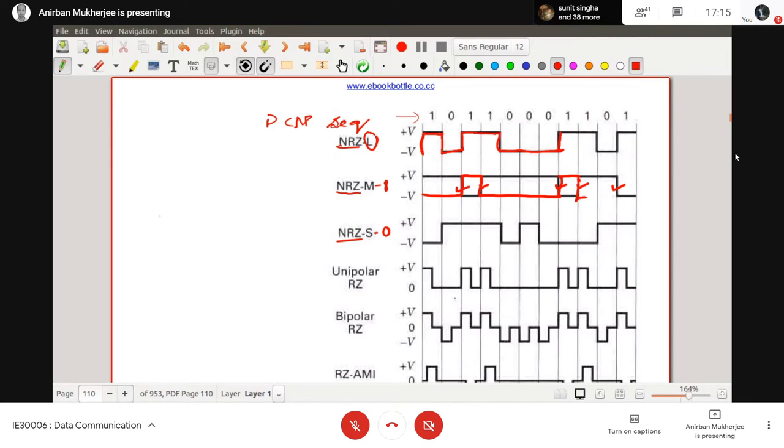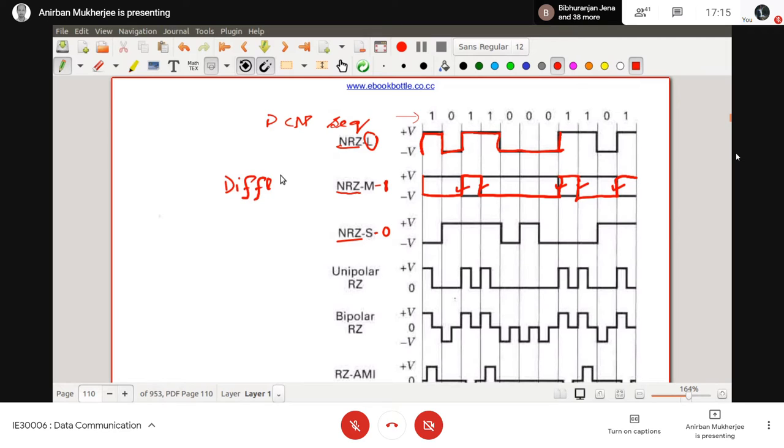If I know that it is NRZ-M, from this waveform I will also get exactly the same one, because my actual information is at the transition. Whether it is an up transition or a down transition doesn't matter. When there is a transition, I know that the next bit duration is one. That's why NRZ-M is called differential coding. We discussed that in the last class.